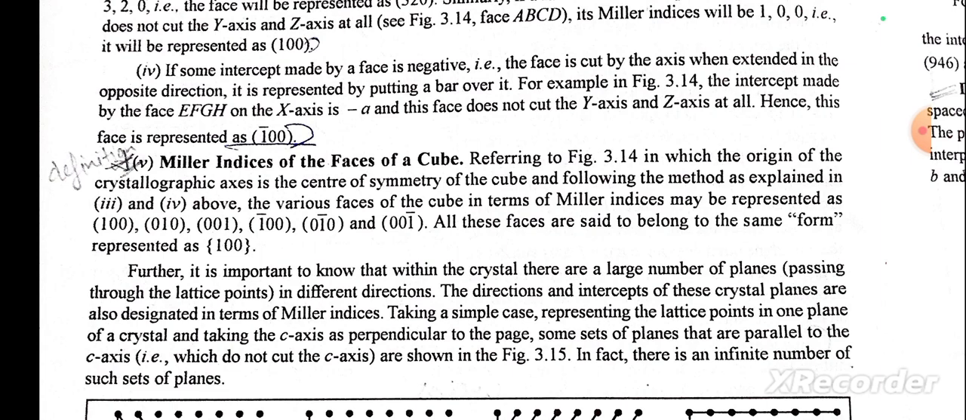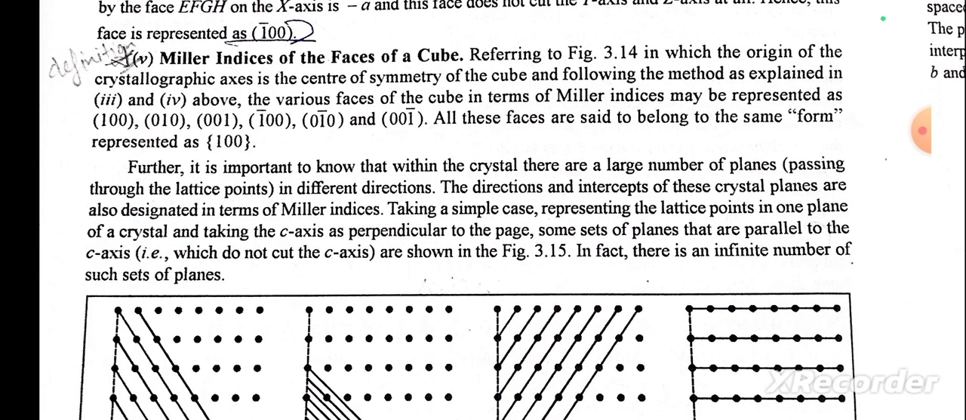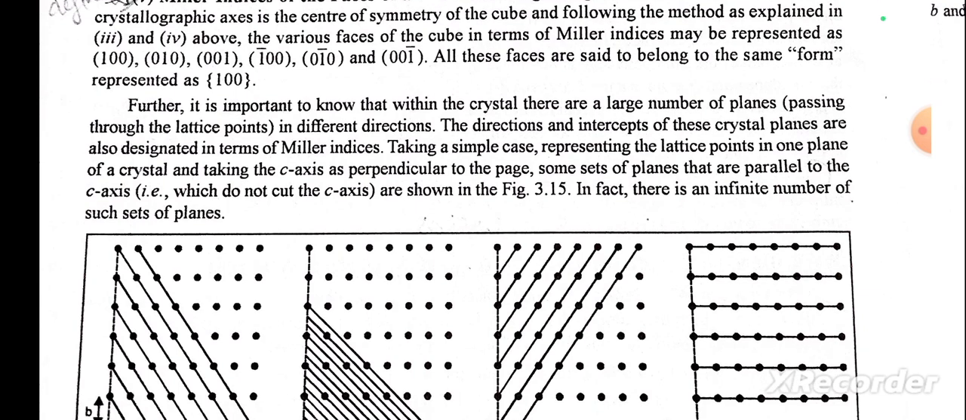The Miller indices of the faces of the cube, in which the origin of the crystallographic axes is the center of symmetry of the cube, follow the method explained in third and fourth. By this, the faces of the cube in terms of Miller indices may be represented as (100), (010), (001), (1̄00), (01̄0) and (001̄). All these faces are said to belong to the same form, represented as {100}.